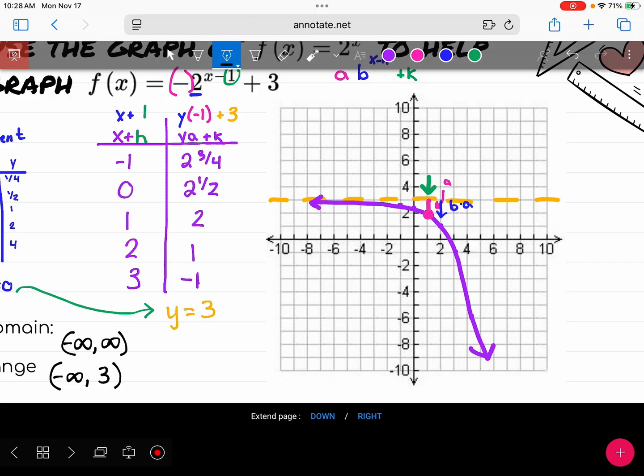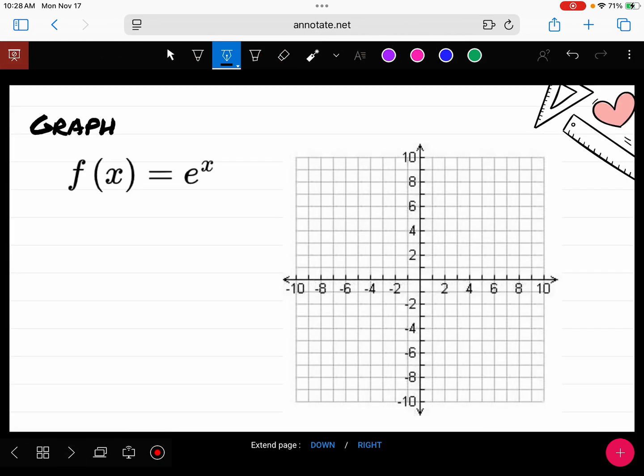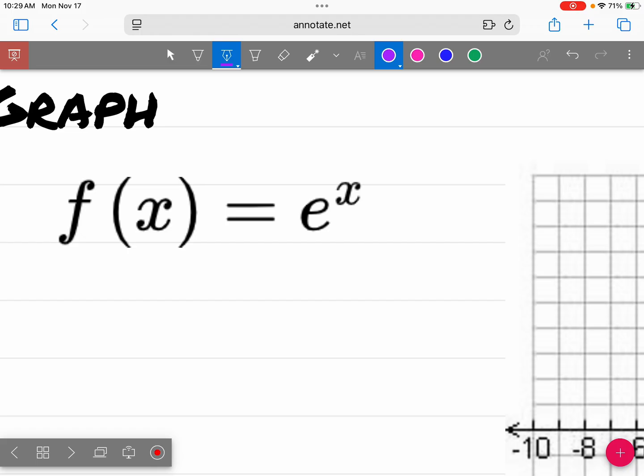The process is 100% the same, even if the base is unpleasant, like e. E to the x. This one will probably require us to use a little bit more in the calculator, or we can use the shortcut. This is when the shortcut will sometimes help, because here we know that our base is e, which is about 2.718-ish.